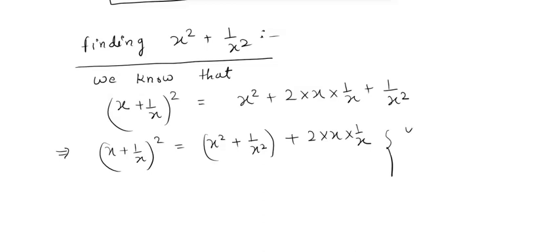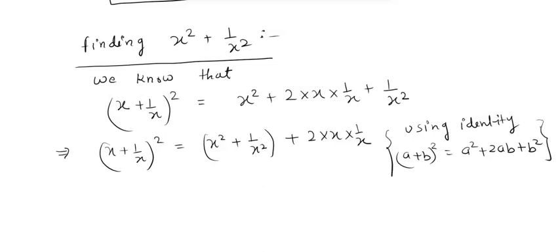Using identity, a plus b whole square is equal to a square plus 2ab plus b square. Now, here x square plus 1 by x square is equal to, transfer these terms, x plus 1 by x whole square. Here x cancel. So, we will get minus 2.